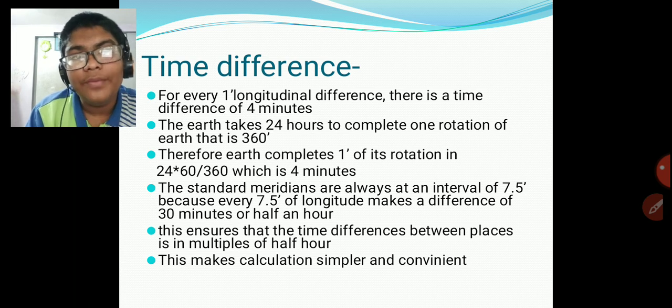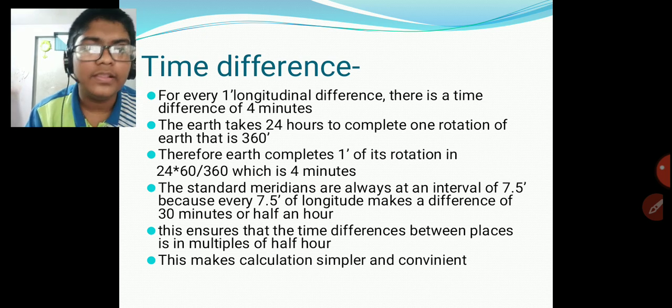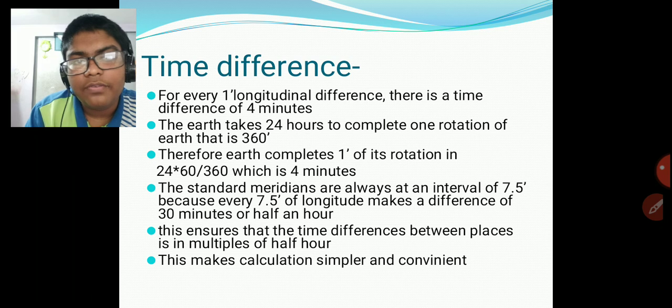Now the standard meridians are always at an interval of 7.5 degrees, because every 7.5 degrees of longitude makes a difference of 30 minutes or half an hour. This ensures that the time differences between places are in multiples of half an hour. This makes calculations simpler and convenient.